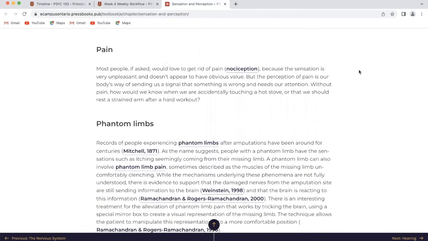Next is pain. Most people, if asked, would love to get rid of pain because the sensation is very unpleasant and doesn't appear to have obvious value. But the perception of pain is our body's way of sending us a signal that something is wrong and needs our attention. Without pain, how would we know when we were accidentally touching a hot stove, or that we should rest a strained arm after a hard workout?